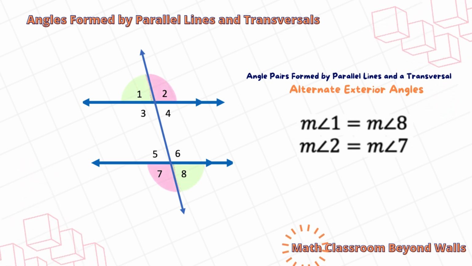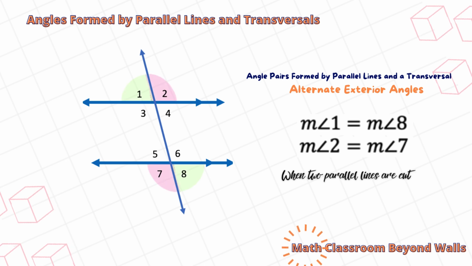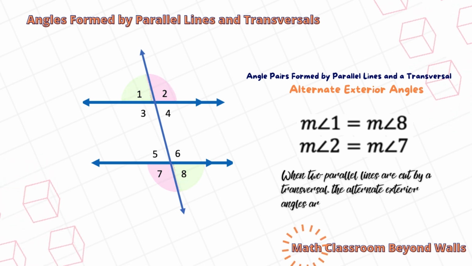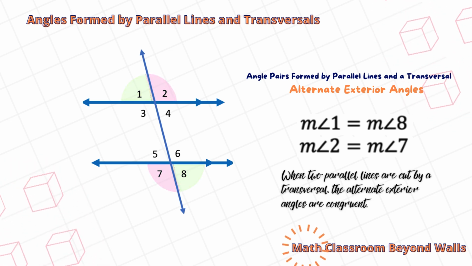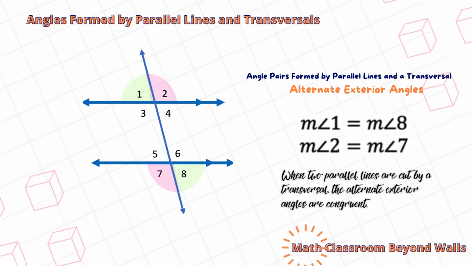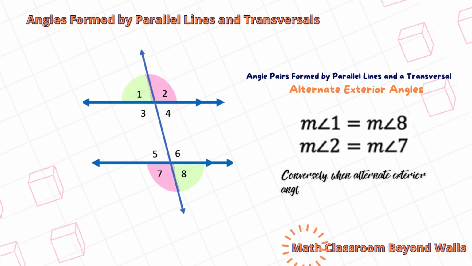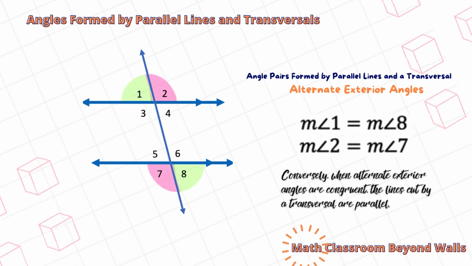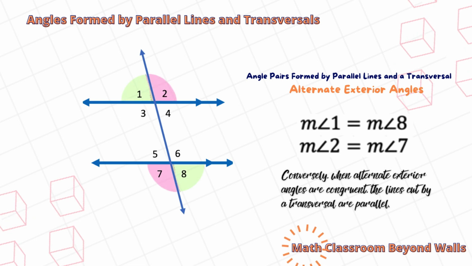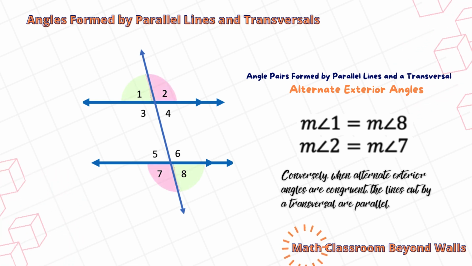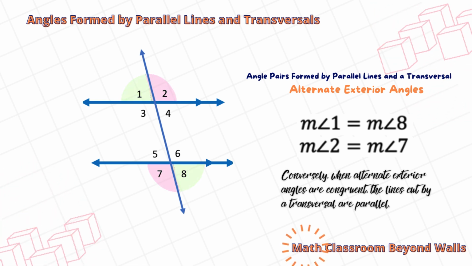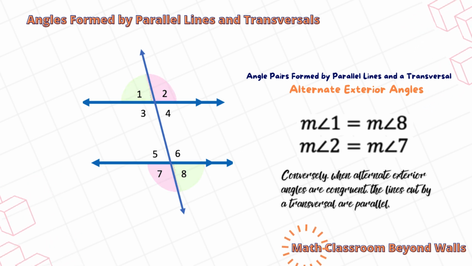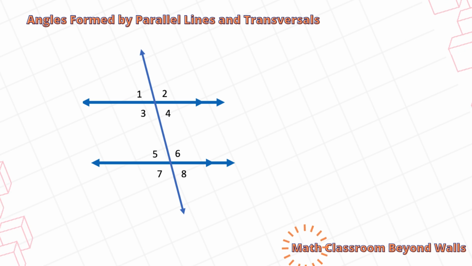We have to remember these learners. When 2 parallel lines are cut by a transversal, the alternate exterior angles are congruent. The converse is also true. That is, when alternate exterior angles are congruent, then the lines cut by a transversal are parallel. This statement can also be used to prove if lines are parallel or not.